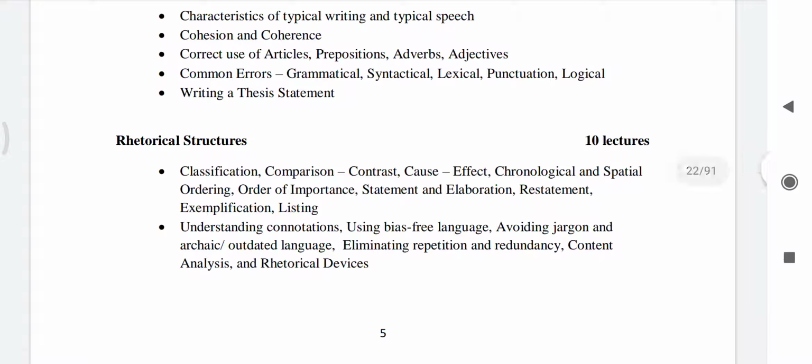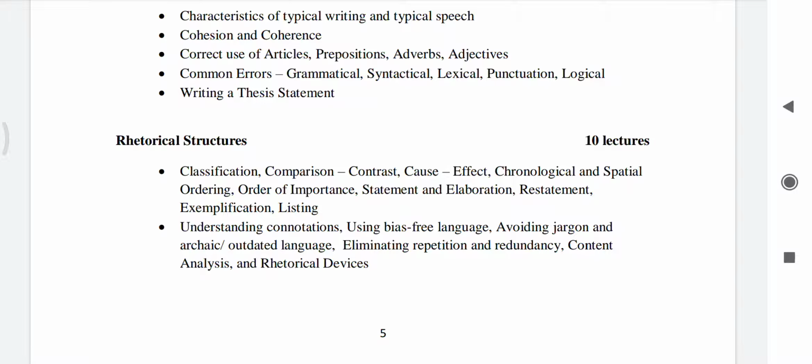Common errors: grammatical, syntactical, lexical, punctuation, logical. These are the areas where common mistakes may occur in drafting any kind of writing. So as a student, what are the likely areas of committing mistakes that we need to recognize, and how can we recuperate from them?